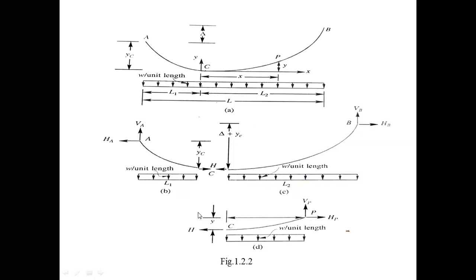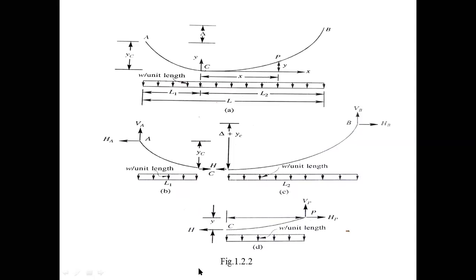So consider the equilibrium of the vertical forces acting on portion CP. Let us take sigma Fy equal to 0. What happens? V is equal to WX. Isn't it?